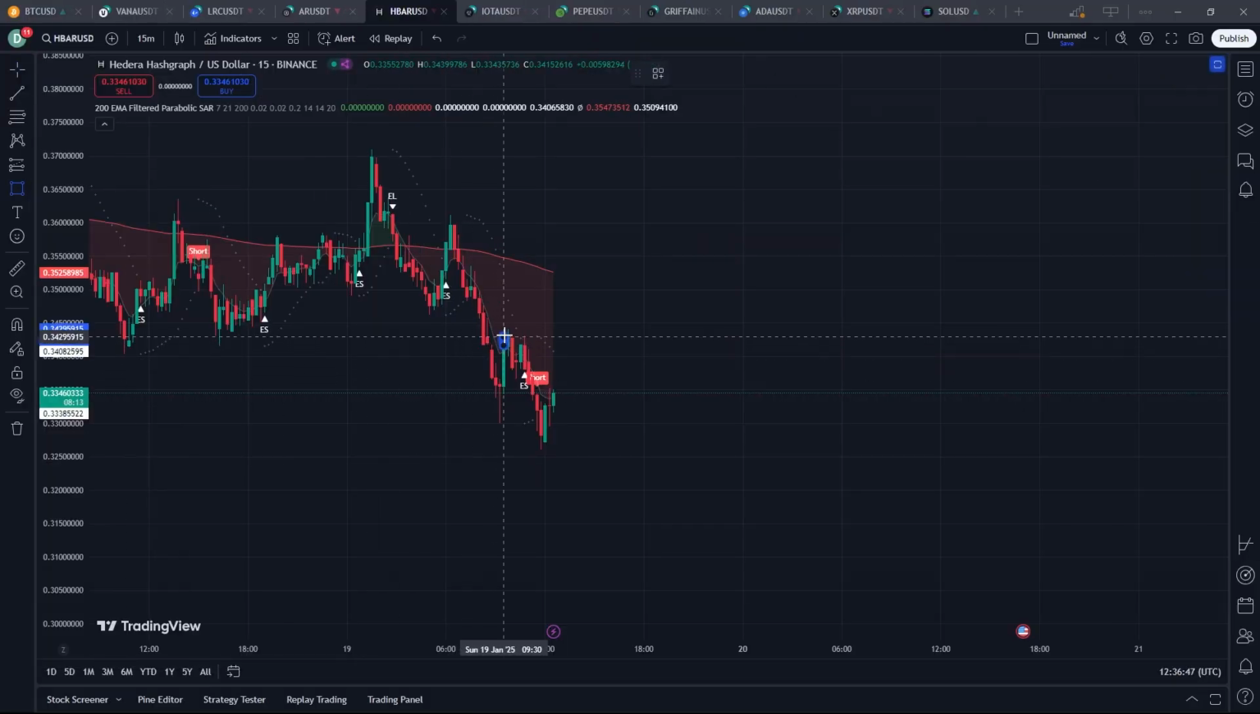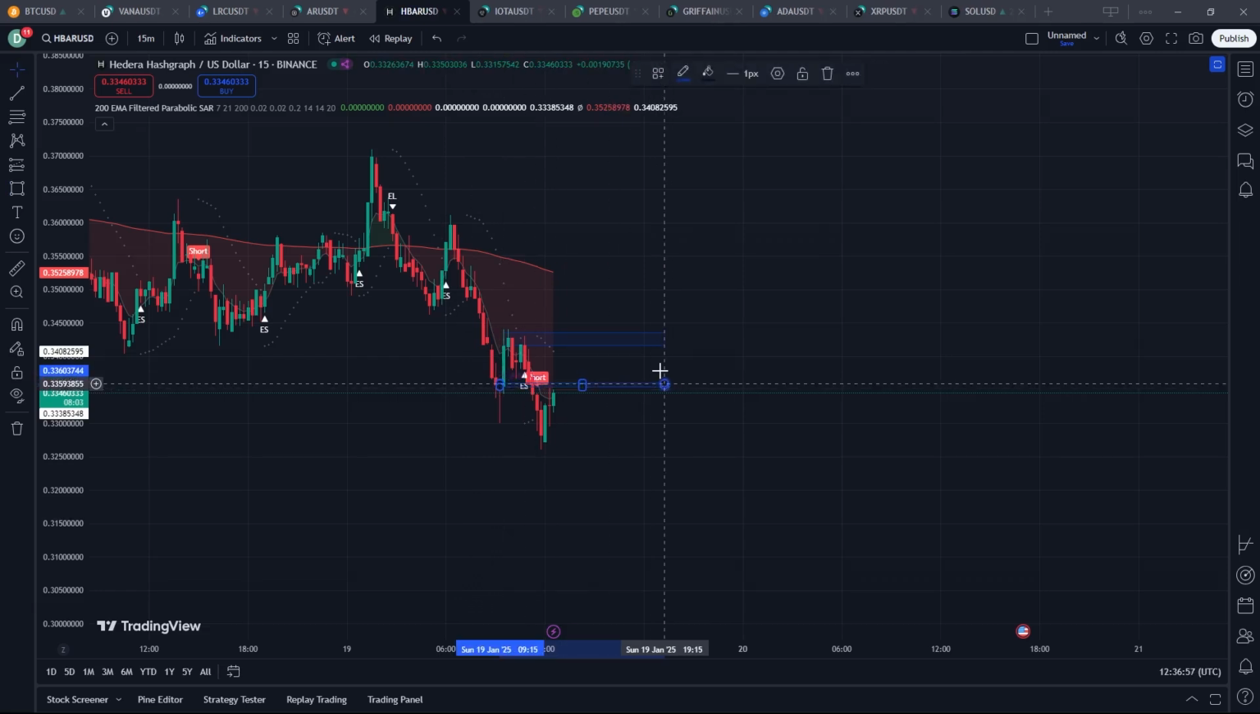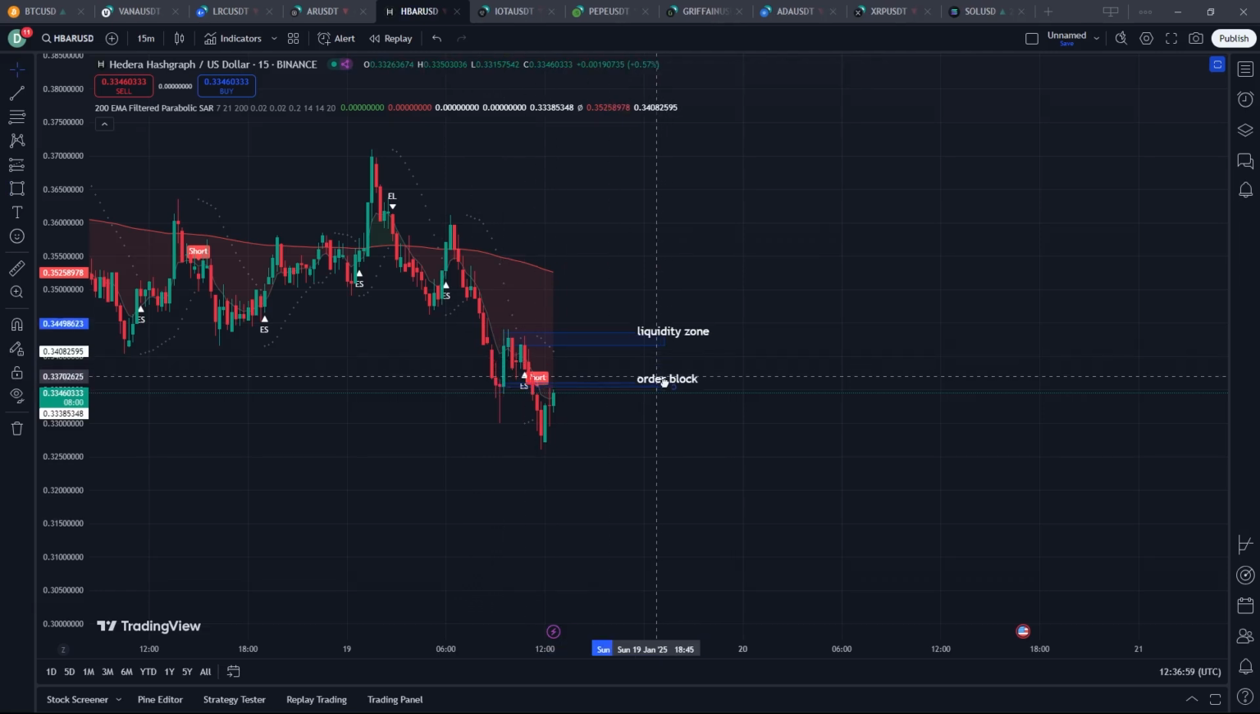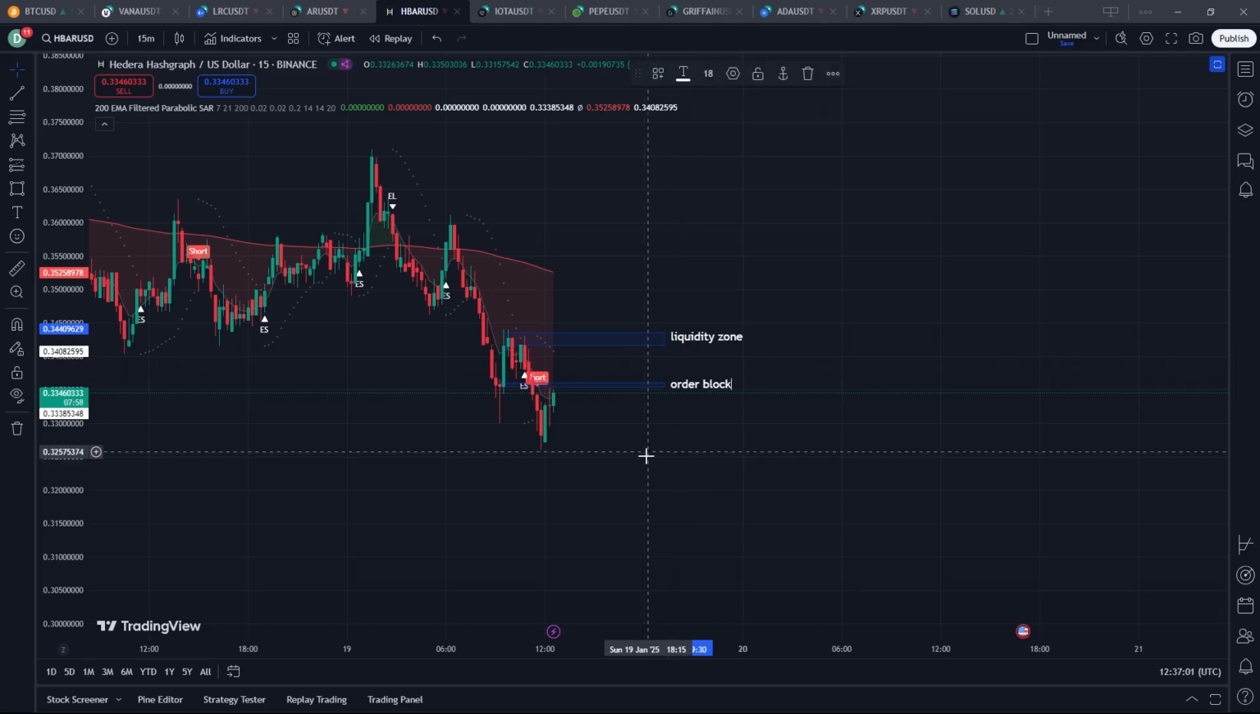The 200 EMA acts as a trend filter. If the price stays above the 200 EMA, it suggests that buyers dominate, and you should look for buy signals from the Parabolic SAR. Conversely, when the price is below the 200 EMA, focus only on sell signals from the Parabolic SAR.